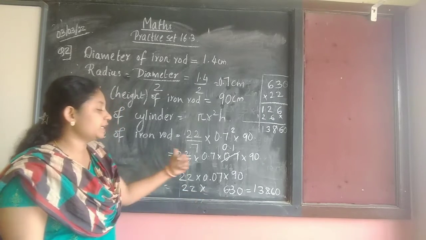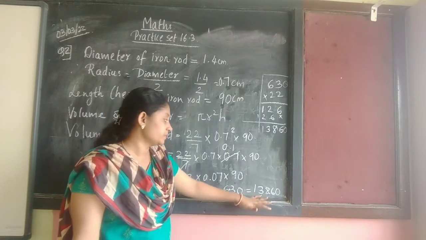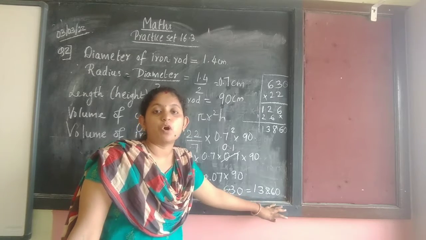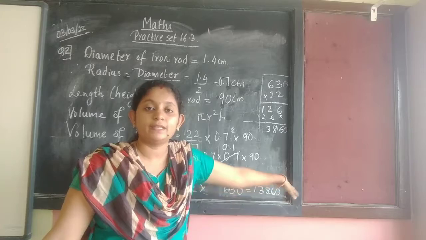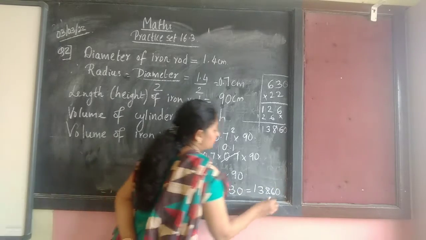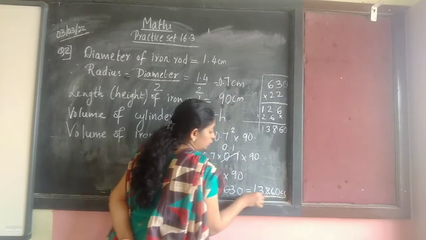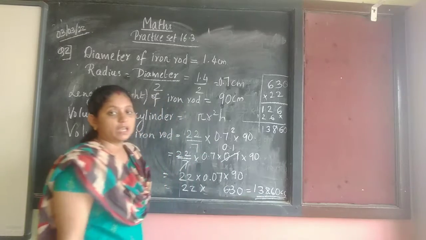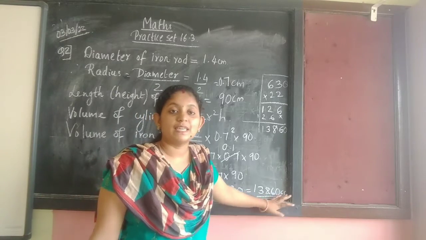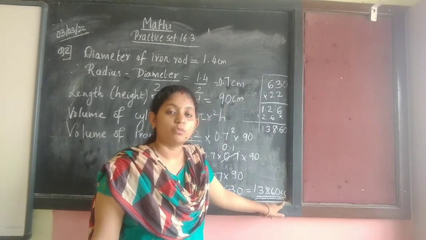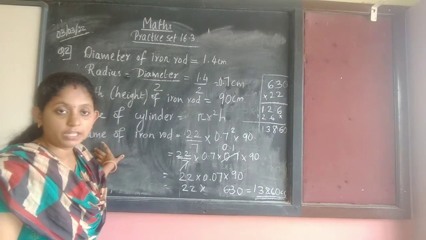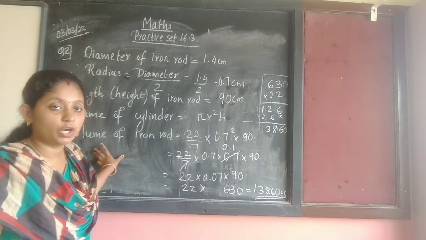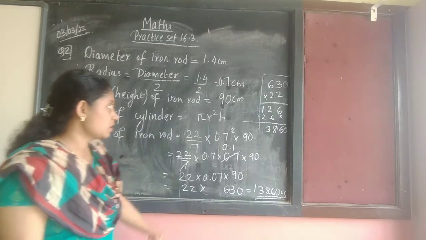What is the volume of that iron rod? How much iron do we need? 138.60 or you can say 138.6 cubic centimeter. You are going to put cc. What does that mean? Cubic centimeter. Why are we putting cubic centimeter? Because we have found out volume. Okay.